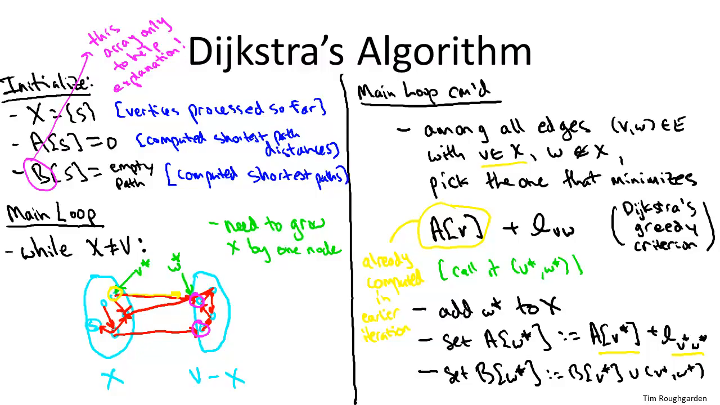So we add the head of that arc, W star, to the set capital X, and then we compute the shortest path distance to W star to be the previously computed shortest path distance to V star plus the length of this extra hop V star W star.